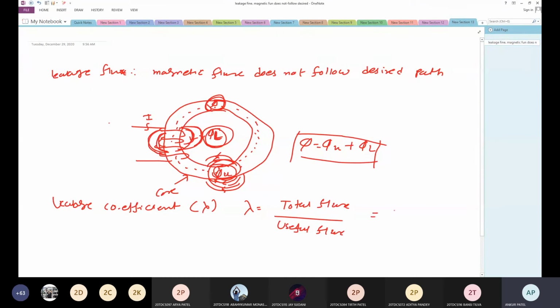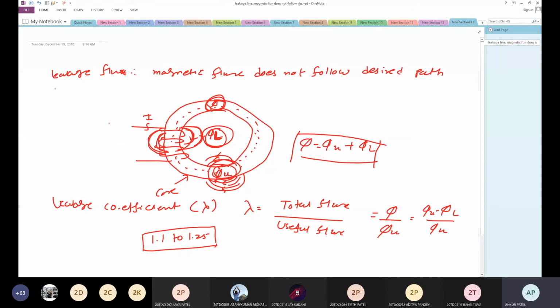So total flux, that is phi. This is your phi u. So I can write this as phi u minus phi L divided by phi u. And this lambda value lies between 1.1 to 1.25. So this is the leakage factor, and this is the leakage flux.